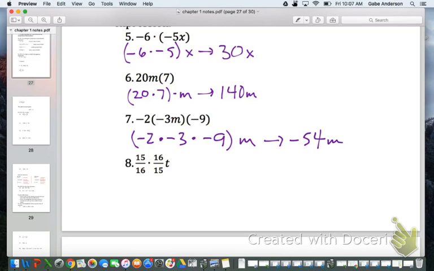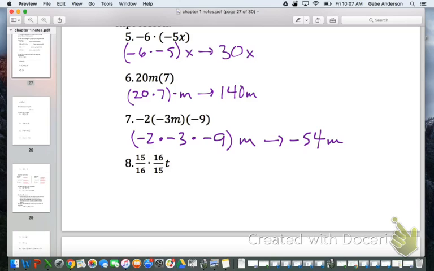So Ben, what do you have for number 8? So for this one, I didn't even do the multiplication. I just noticed that 15 times 16 and 16 times 15 are the same thing. Yep. And the same thing over itself is just 1 over 1. So it's just 1. So I just left it with t.